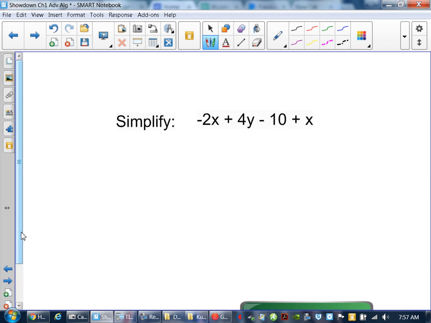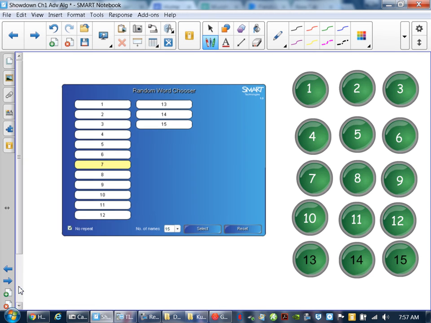So I'm guessing it's negative x plus 4y minus 10. Yes. Were you overthinking it? It's okay, it's all right, no worries. I love it when you guys start freaking out.